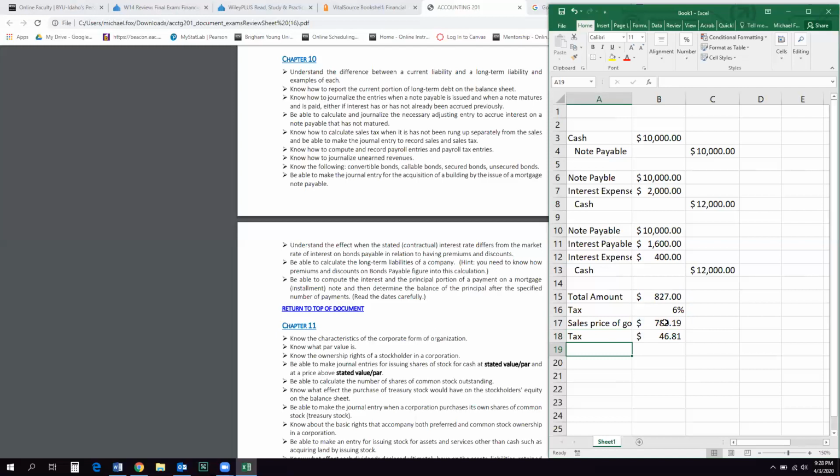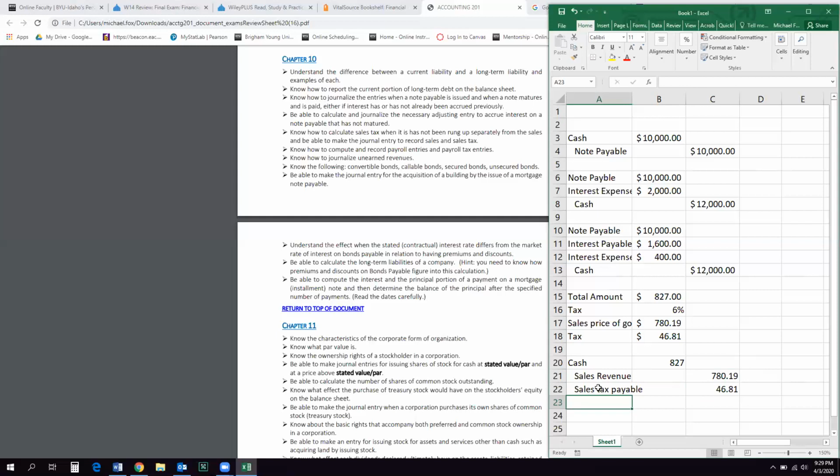So you have to know how to do that, and you have to know how to do the journal entry, which would be something like: my cash goes up $827, my sales revenue goes up by $780.19, and my sales tax payable goes up by $46.81. There's my journal entry.